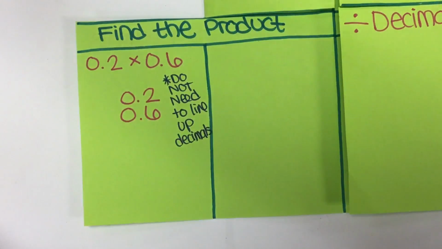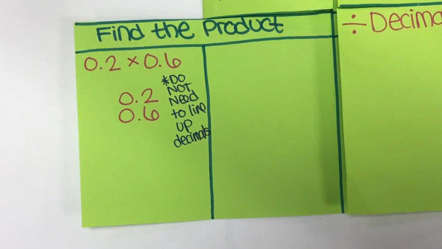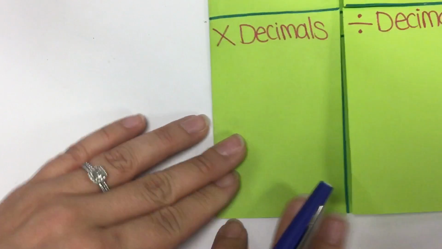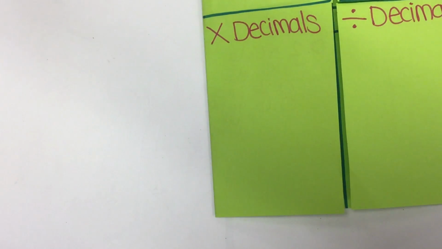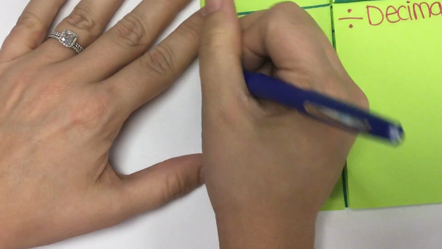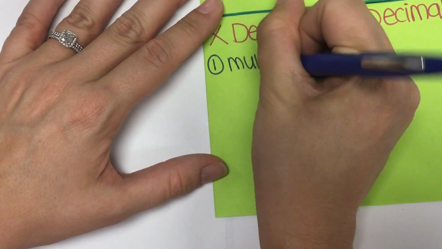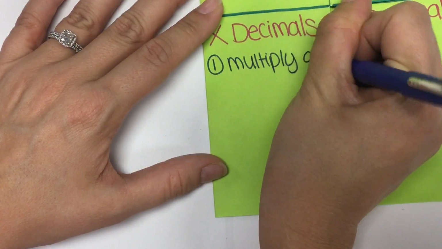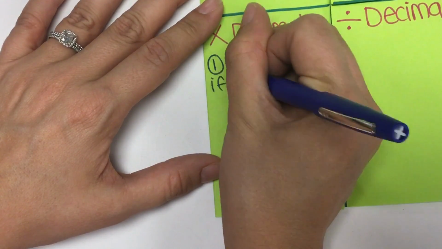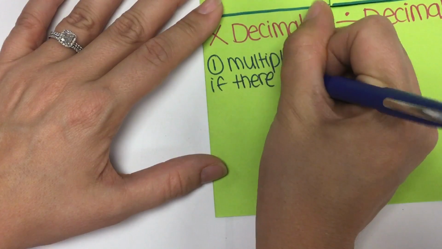I guess it would have been a good idea if we put the rules on the front, wouldn't it have? So before we actually multiply this out, let's put some rules on the front, multiplying decimals. So number 1, you just multiply as if there are no decimals.